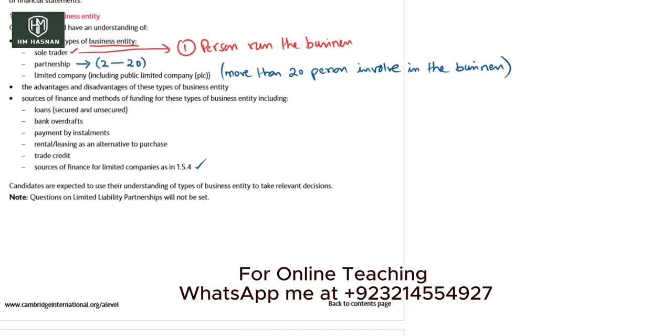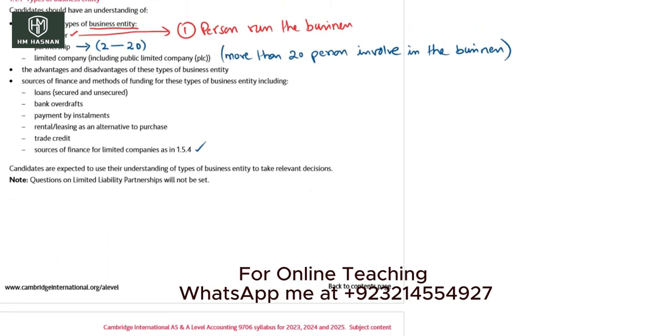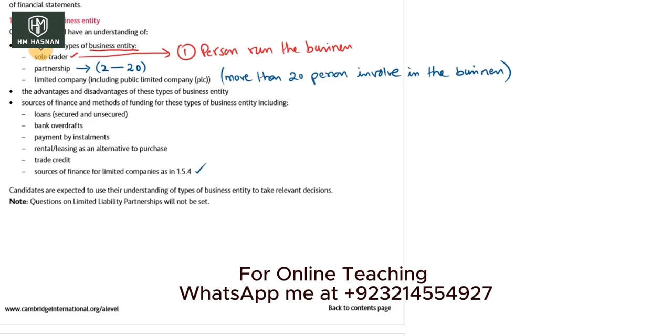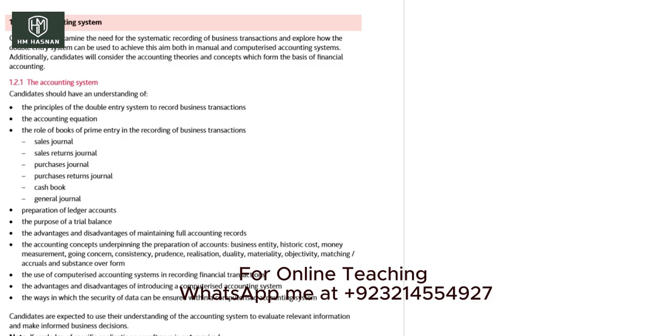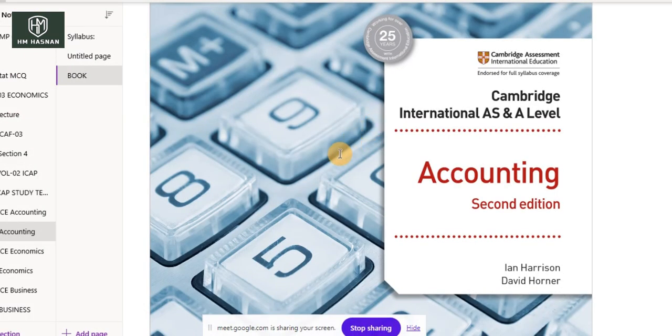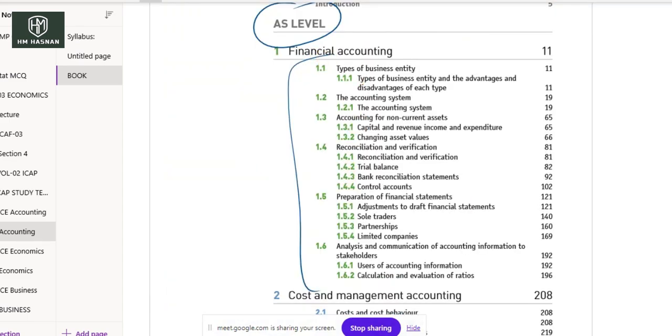Here are some short terminologies that are used in types of business entities. The second one is the accounting system. Which book, Montazir, are you following? Sir, this one is paper 1, 1.12, 1.6.2. This relates to paper 1. Can you check the group? I already sent it to you. Okay.